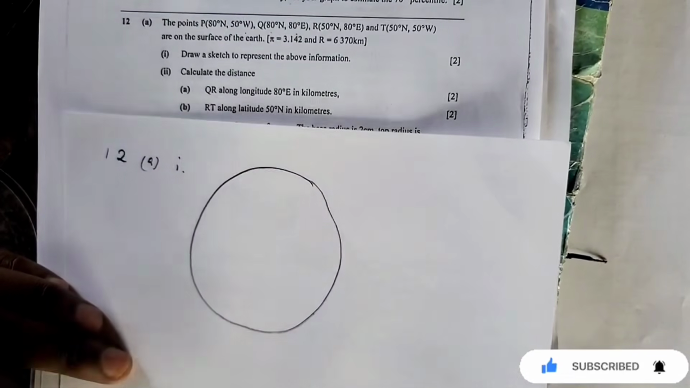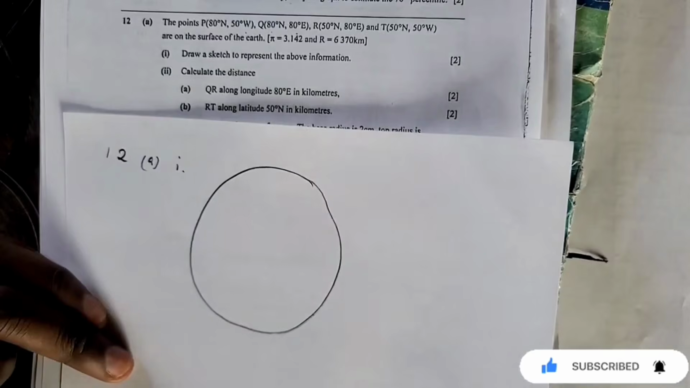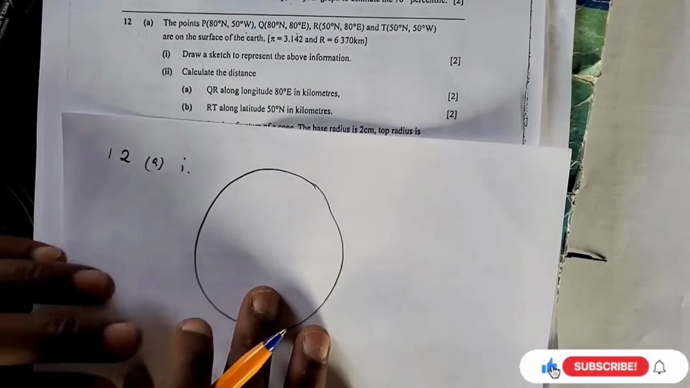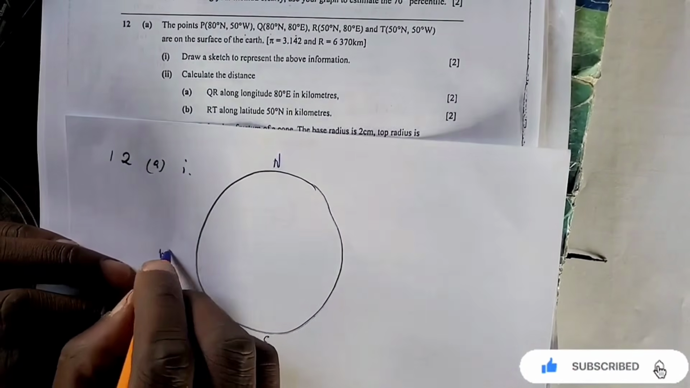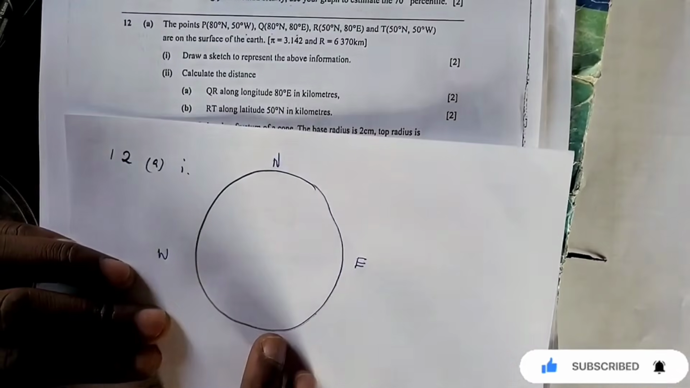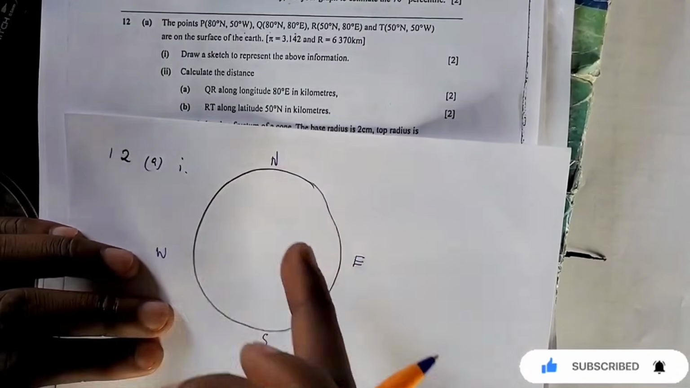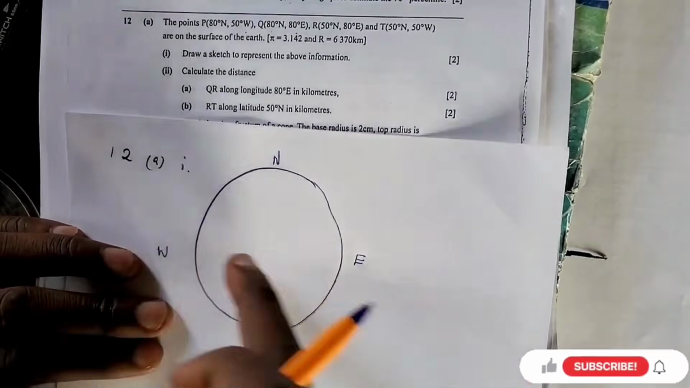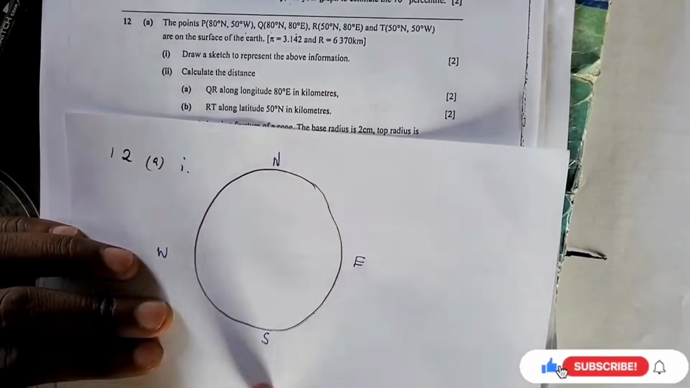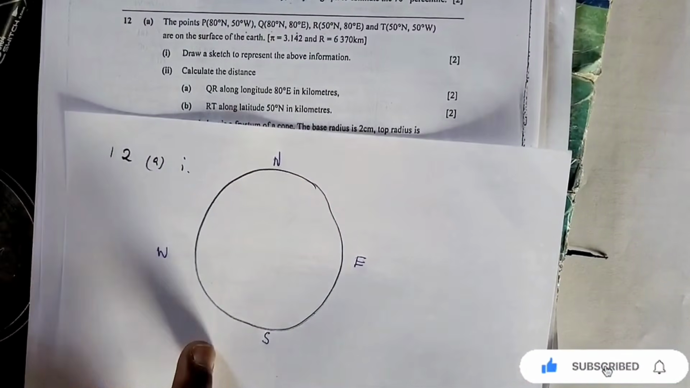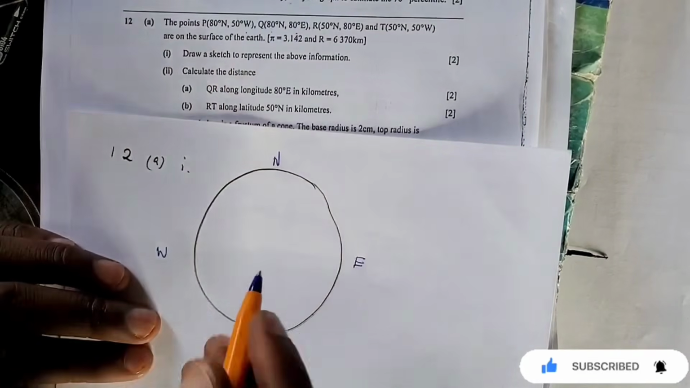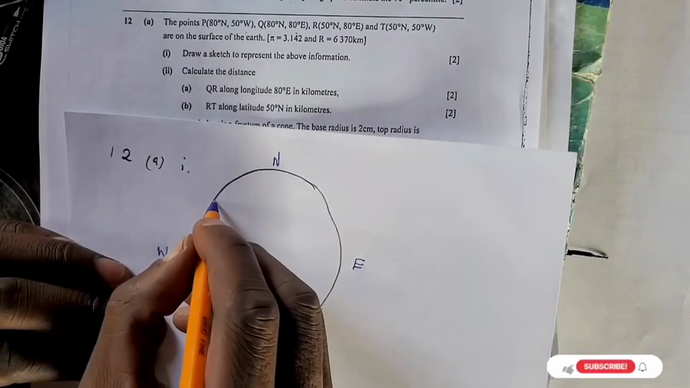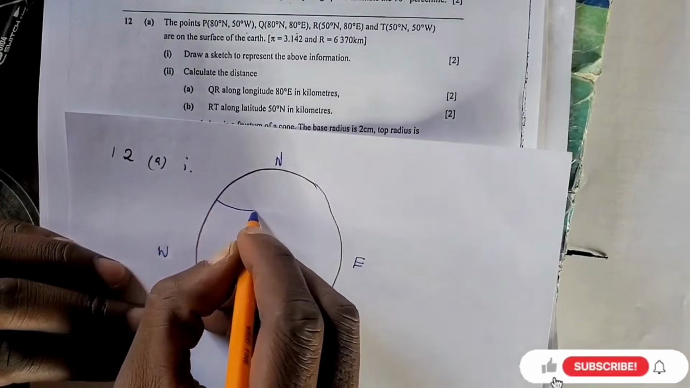Okay, like this, something like this. Then a circle. This is north, this is south, this is west, and then this is east. Now the lines that go west to east are latitudes, and north to south are longitudes. So let's start with the first point. The first one is 80 degrees north. So above, right? So we're going to draw something like this.